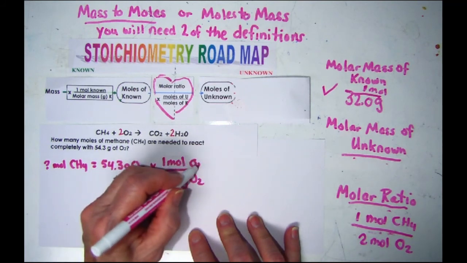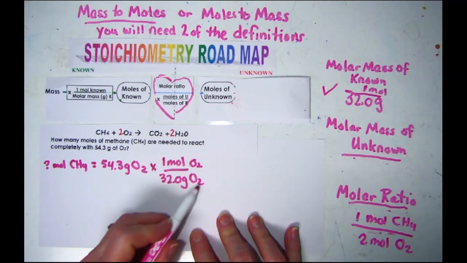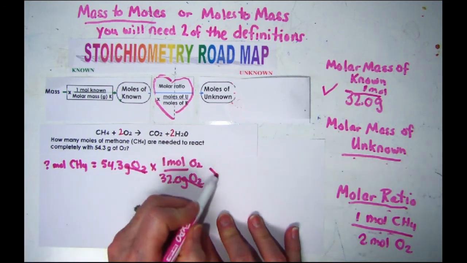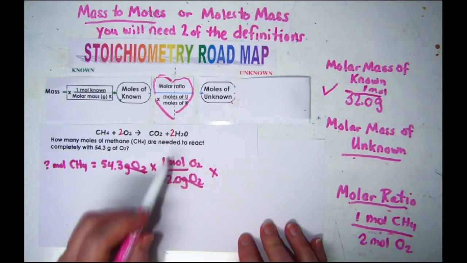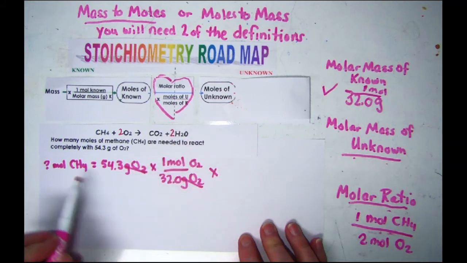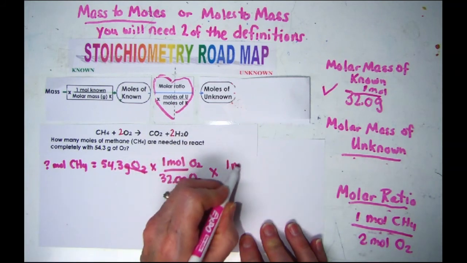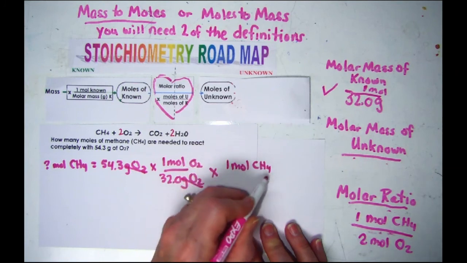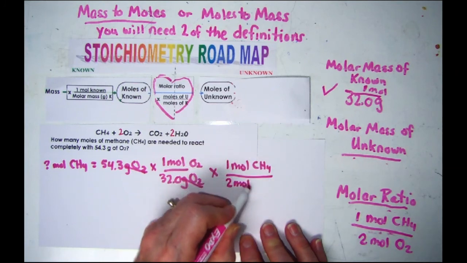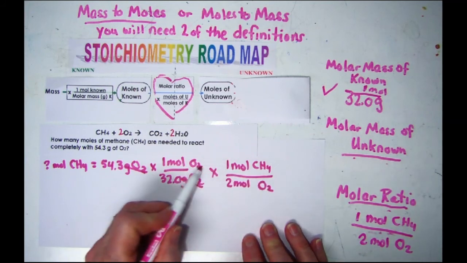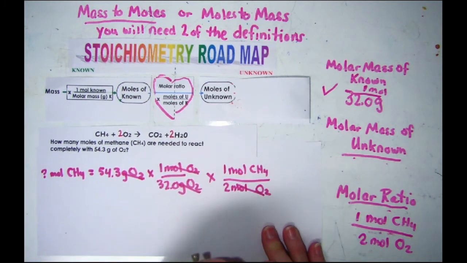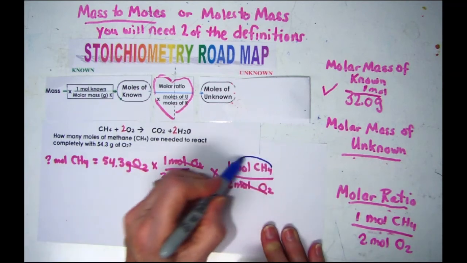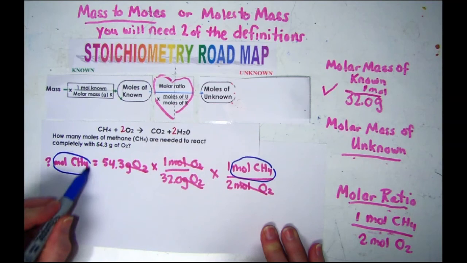O2. That then cancels. We are now going to do the molar ratio to go from O2 over to our unknown, which is CH4. And so we're going to have 1 mole of CH4 over 2 moles of O2. Moles of O2 cancel. And again, as I ask you to do, you can see we have moles of CH4, which is what we were looking for.